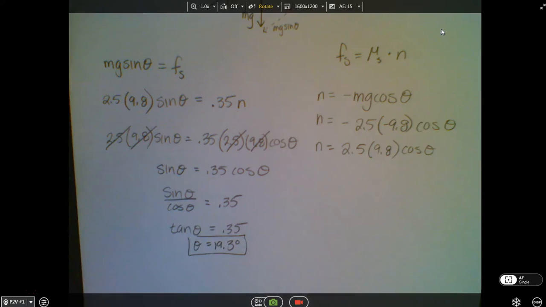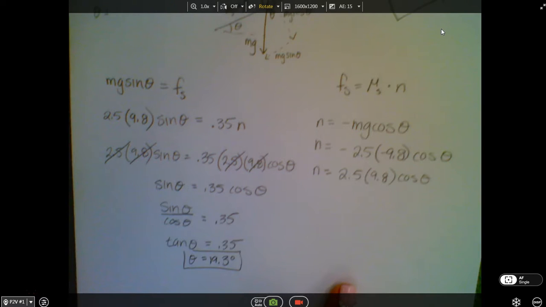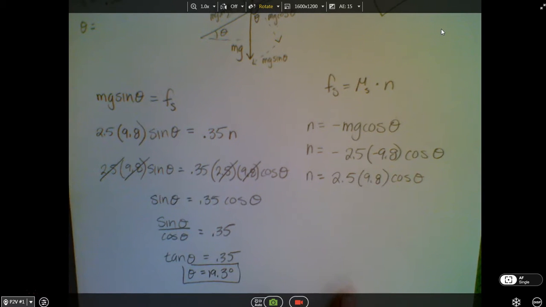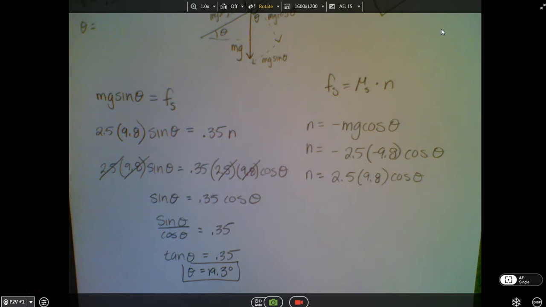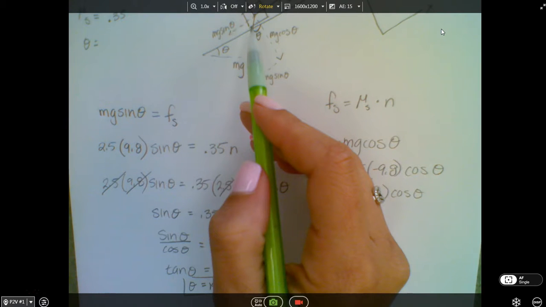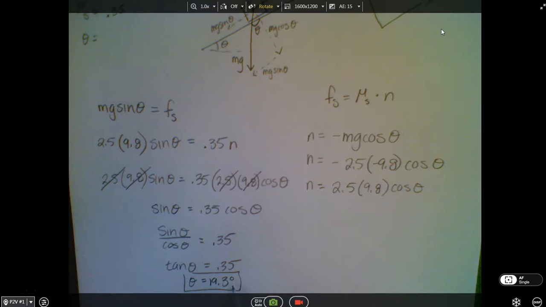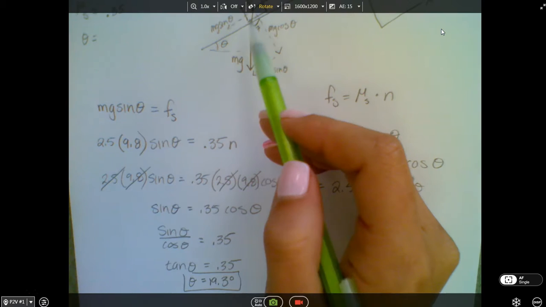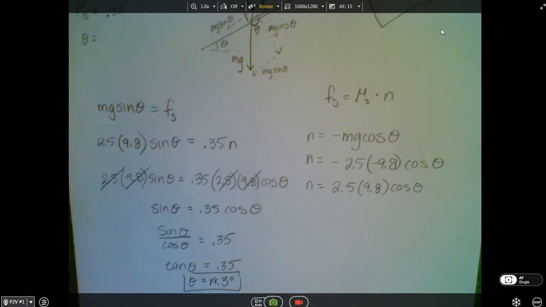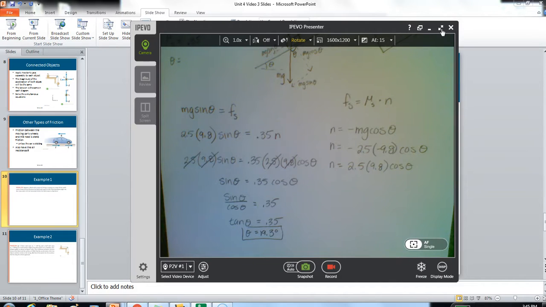So 19.3 degrees is the biggest angle we can have, and that's the angle that would be perfect for the block to just start moving. It's actually not going to move quite yet, but anything a little bit bigger than that, it is really because I rounded up. But that's the moment when the thing just starts to move, right before it starts to move. That's the angle we would have to have. Okay, so that's example 1. So let's go ahead and move on to example 2.